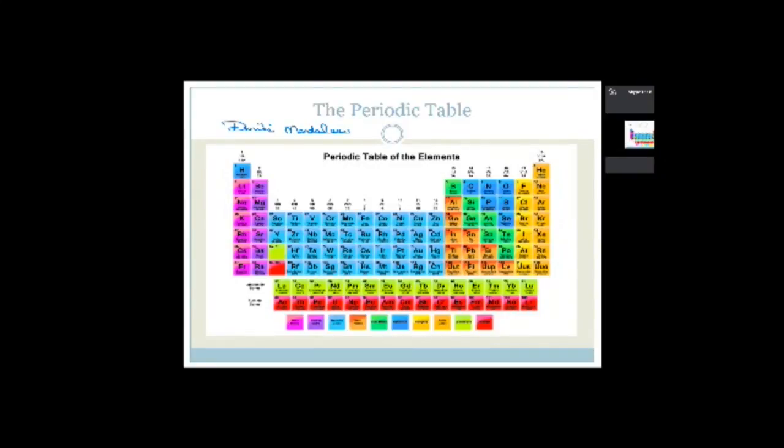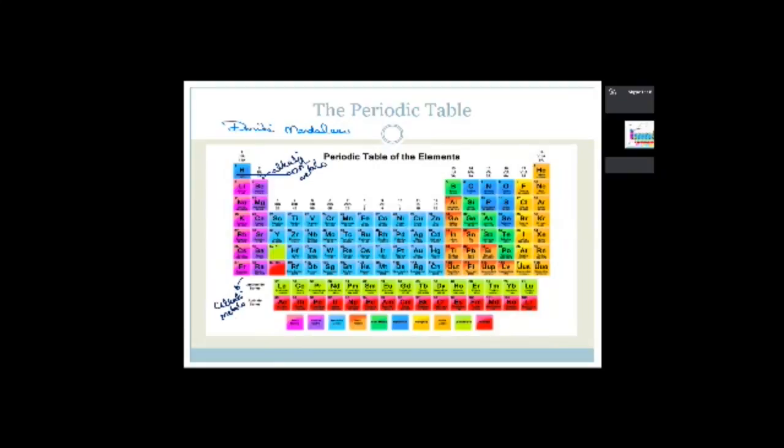Now there are things that you need to know about this periodic table. So I'm going to label it. And what I suggest you do if you don't know these things is that you take out your periodic table and you come back and you watch and you label these things. So the first group are called your alkali metals. And your second group are called your alkaline earth metals.